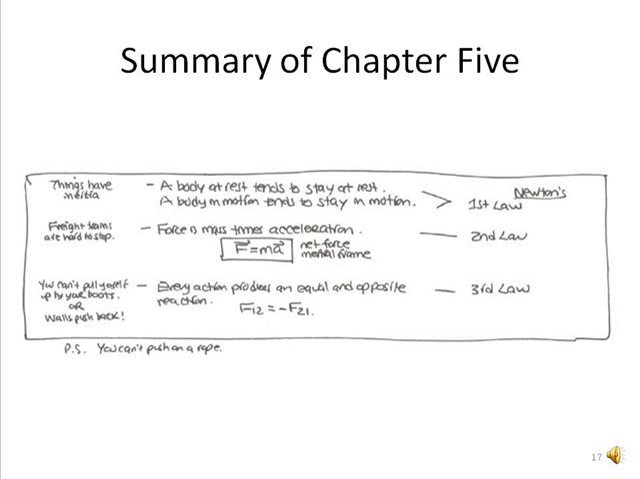In summary, Newton's three laws are the basis of all mechanics that we'll discuss in this course. The first law: bodies at rest tend to stay at rest. Bodies in motion tend to stay in motion. In other words, a body tends to continue in whatever state of motion it's currently in. We could summarize this as things have inertia, which is the property of a body to resist changes in its motion. The second law: force is mass times acceleration.